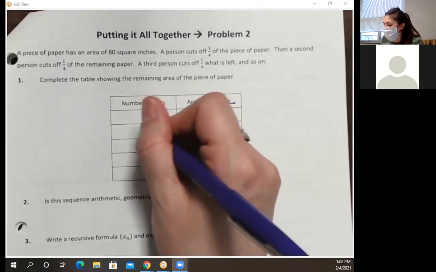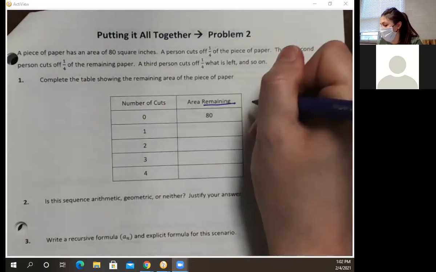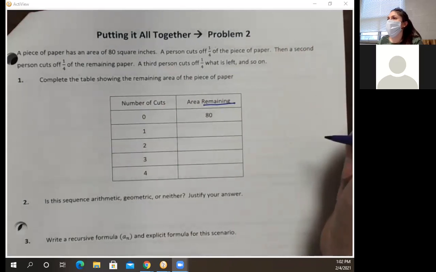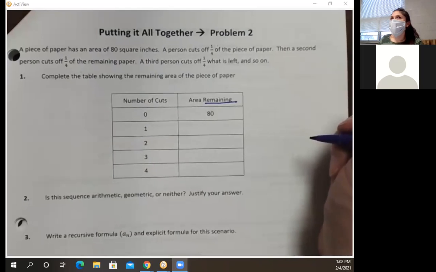Now, that first person that takes a quarter of it off, I want to know what's left. So what's left after that first person? What are we thinking here? What are you trying?